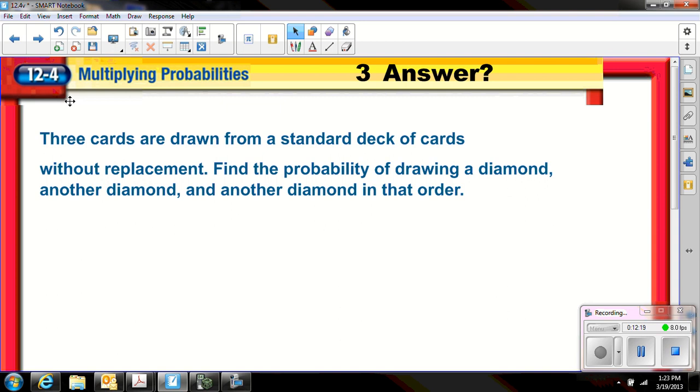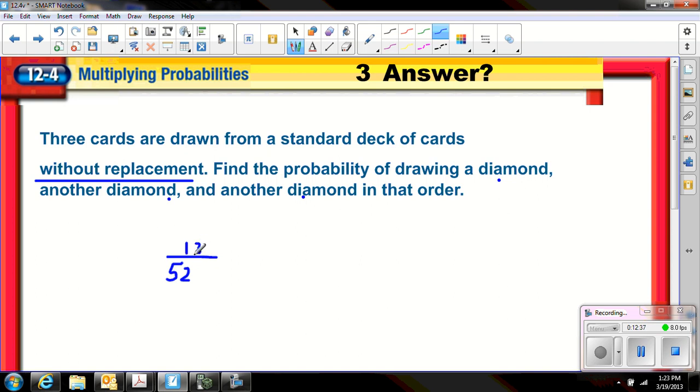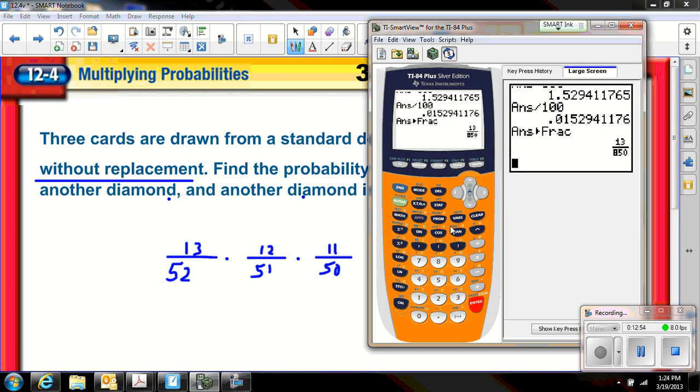Alright, let's try another one. 3 cards are drawn from a standard deck of cards without replacement. Again, keywords, without replacement. Find the probability of drawing a diamond, another diamond, and another diamond. So I want diamond, diamond, diamond, 3 in a row. So I start off, 52 cards in the deck, 13 diamonds in the deck. I pick one of them, I leave it out. That now puts me down to 51 cards in the deck, 12 diamonds. I pick that card out, I leave it out. There's now 50 cards in the deck, and 11 of which are diamonds. We'll multiply all those together.